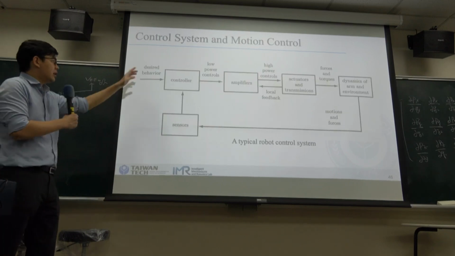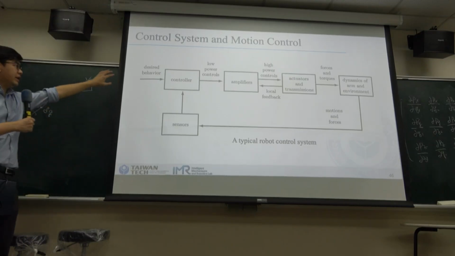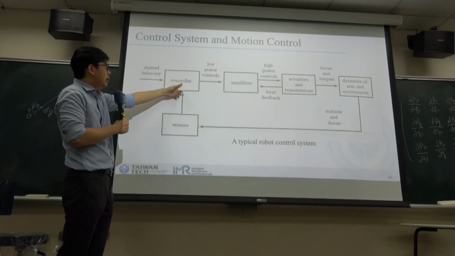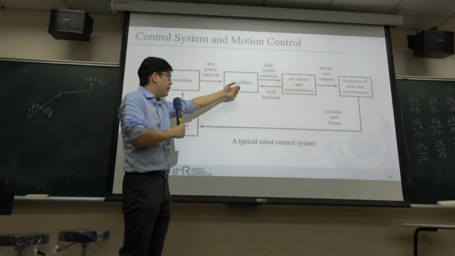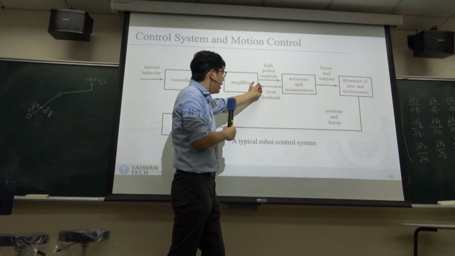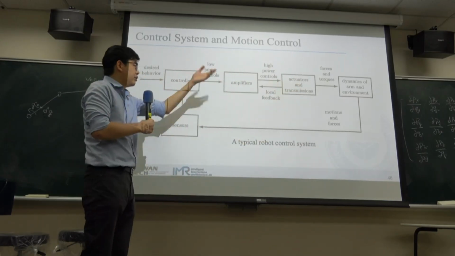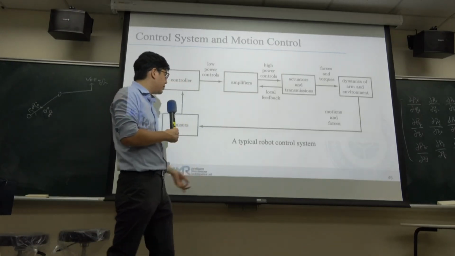And this is the normal robot control system. So it's the desired configuration, you send it into the controller, and the controller sends the low power controls to the amplifier. Then the amplifier produces a high power control and sends it to the actuator and transmissions. And also we derive the forces and torques, and also the motion forces.